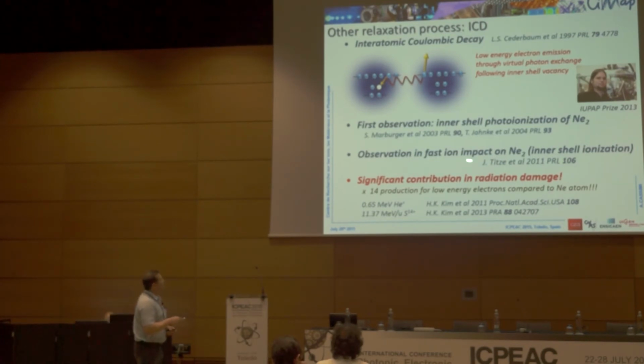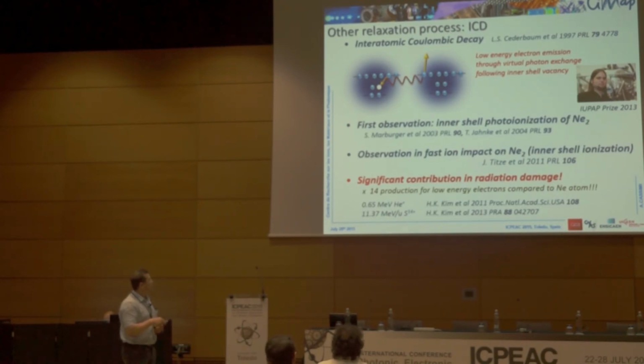More recently, it has been seen in fast ion impact collisions, and this is understandable because in both cases you can produce 2s holes in atoms. And one nice result obtained in these studies is that the ICD can be a very important process to produce low energy electrons. For example, here with helium at 0.6 MeV collision energy, you could have 14 times more low energy electrons compared to the simple atom, due to the ICD.